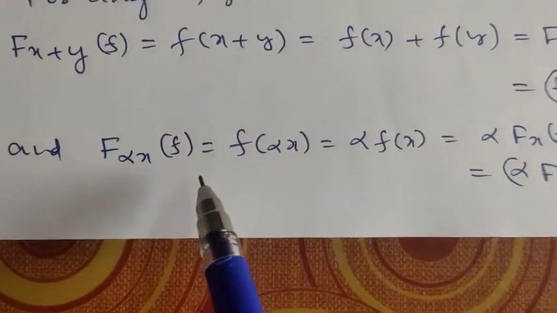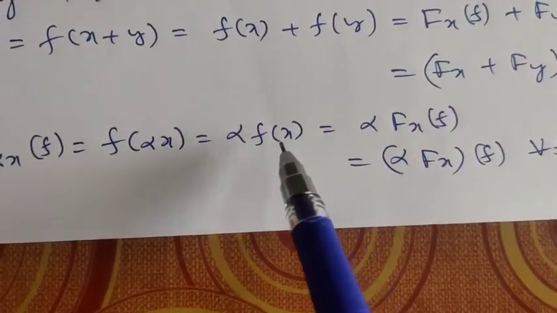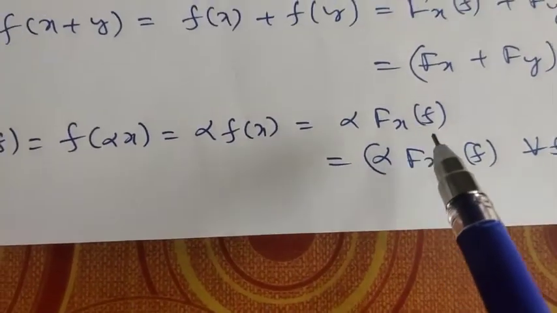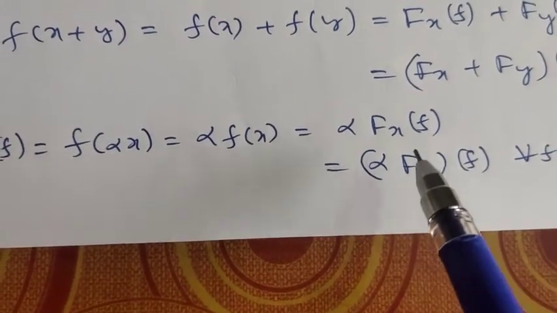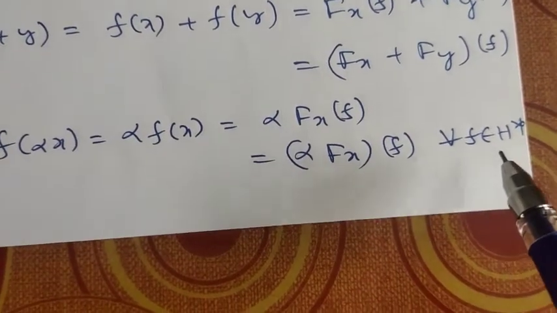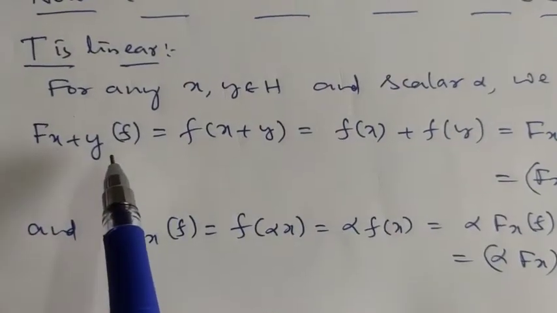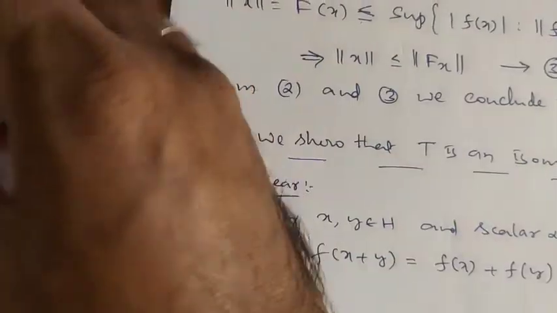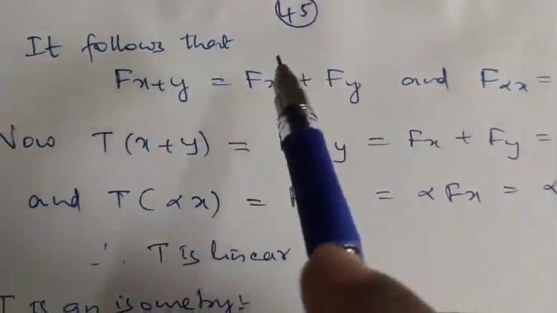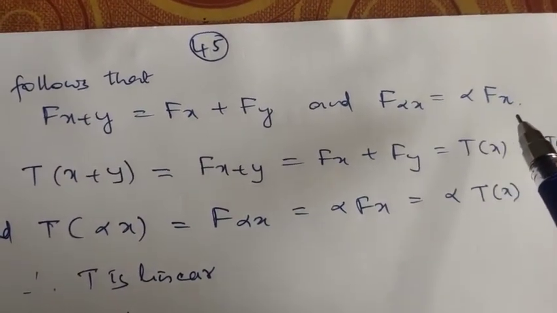And F of alpha x of f is what? It is f of alpha x, which is alpha times f of x, because f is linear. So this is equal to alpha times Fx of f. Okay, understand this? So this holds for every f belonging to H star. Therefore we can declare that F of x plus y is Fx plus Fy, and F of alpha x is alpha times F of x.